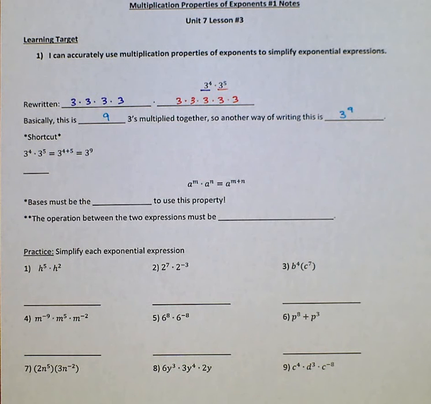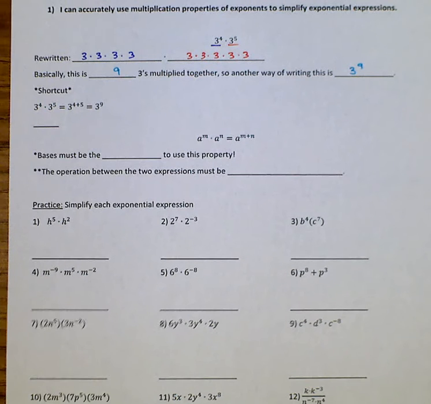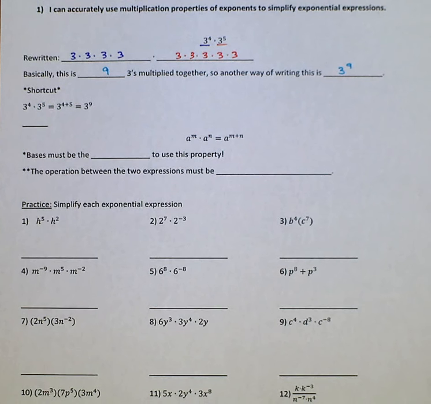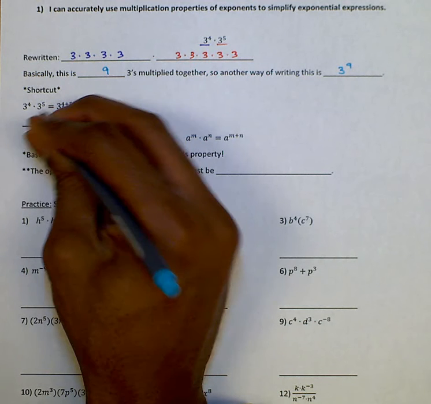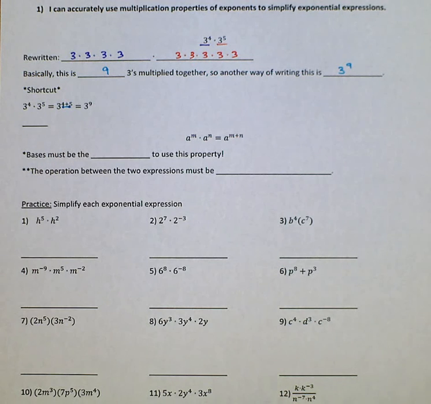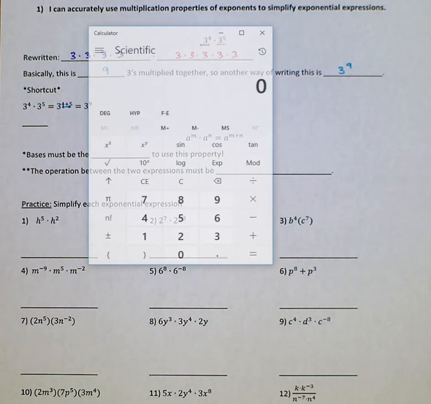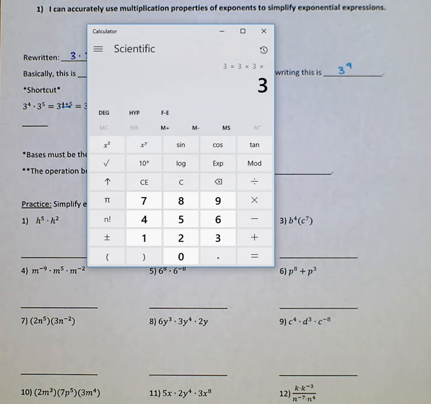Our shortcut for this example is that if we have the same base, 3 to the 4th power times 3 to the 5th power, we can rewrite this as 3 to the 4 plus 5, 3 to the 9th power. What is that? 3 times 3 times 3 times 3 times 3 times 3 times 3. How many is that? That's 6, 7, 8, 9. I hope I did that right.